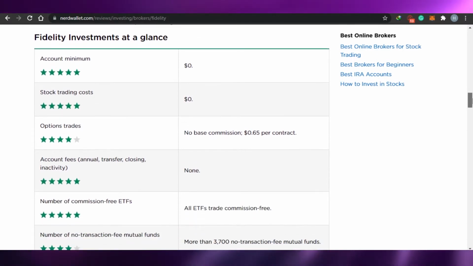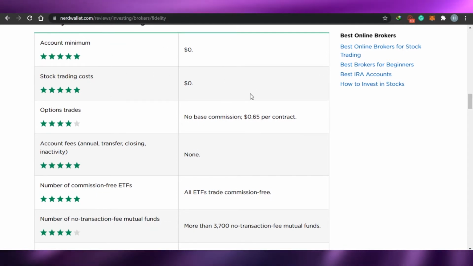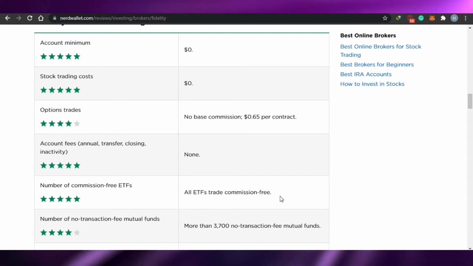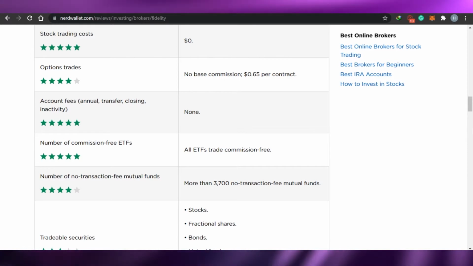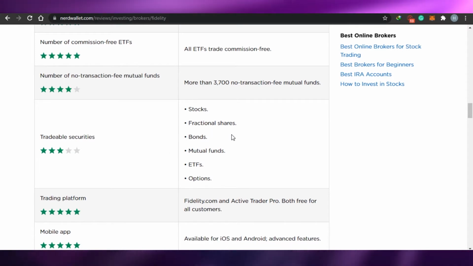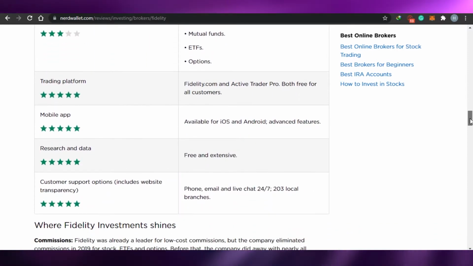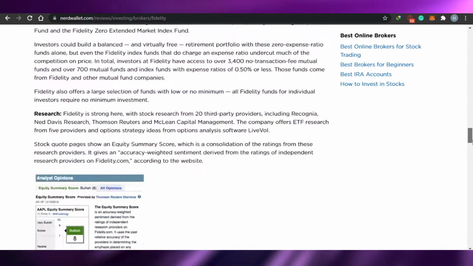So if we're here, let's check out their investments at a glance. You can see account minimum $0, stock trading cost $0, great, account fee none, number of commission fees none, ETF trade commission free. So that's pretty good. More than 3,000 no-transaction-fee funds. And if we're talking about tradable securities: stocks, fractional shares, bonds, mutual funds, ETFs, options. So you can check out all of these things. They also have a mobile app, and the trading platforms fidelity.com and Active Trader Pro are both free for all customers. So that's pretty amazing, and you can sign up for free.